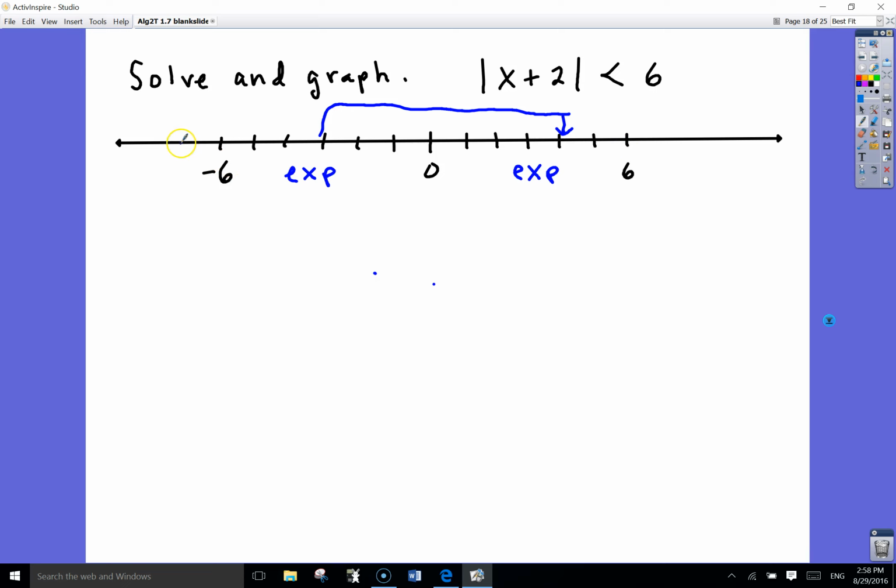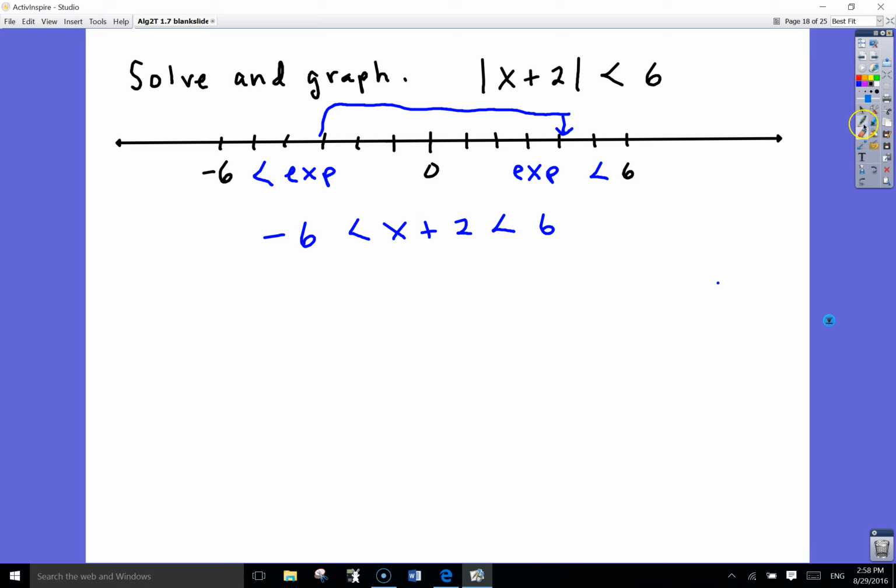It can't be less than -6. If you take the absolute value of -7, let's say, you would get 7, and that's not less than 6. So we know that our expression has to be both greater than -6 and less than 6. So we write that as a three-part inequality: -6 is less than x plus 2 is less than 6.